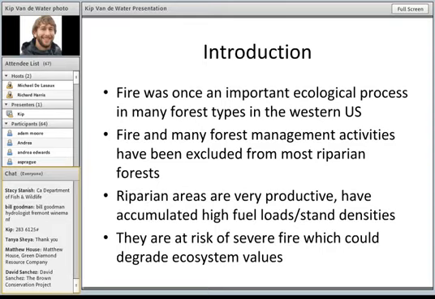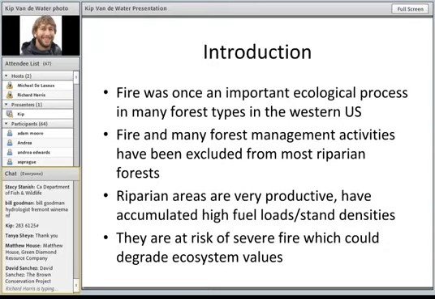So we've all kind of heard the general California, Sierra Nevada mixed conifer fire ecology story, where fire was once a much more important player and was much more frequent than it is now under current forest management.